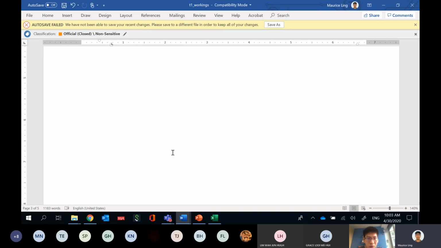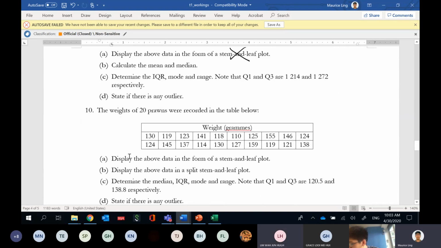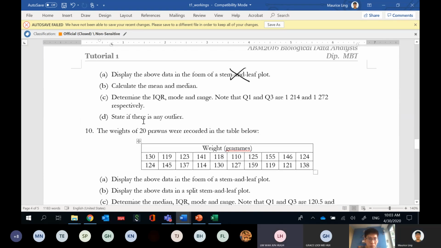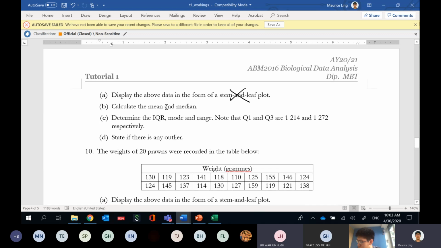Okay, Hugh, how about you give us the mean and median? Okay, for 9B, for mean I had, I think it's 1246. And median I had was 1249. Okay, so median is 1249. Okay, the mean is not 1246.